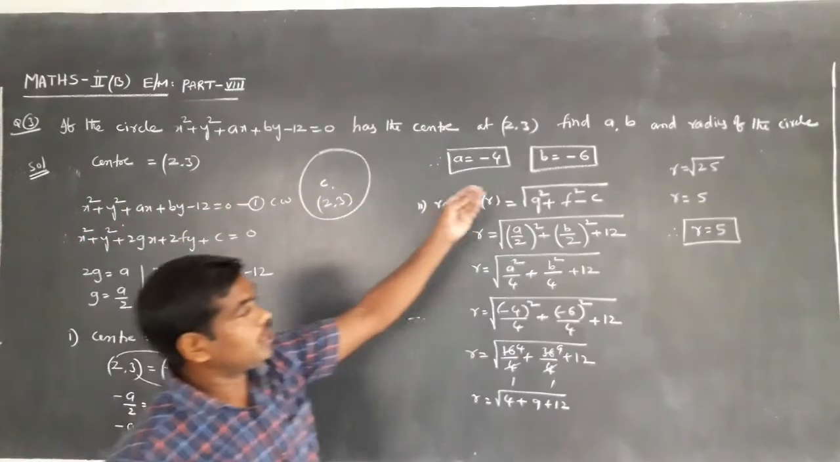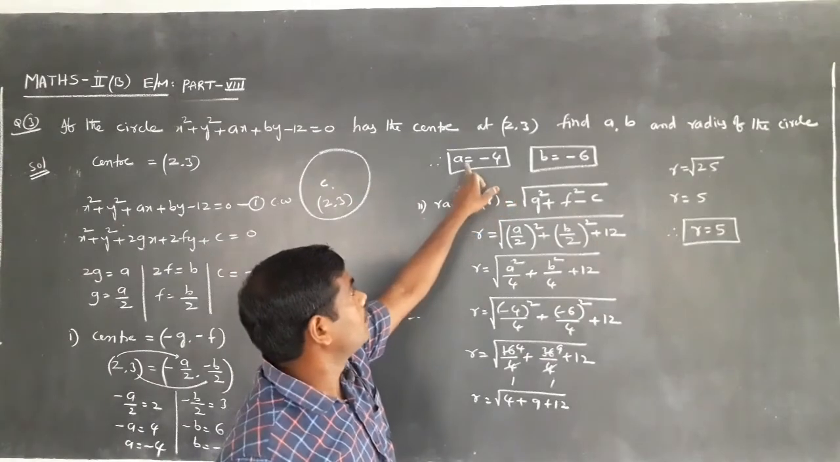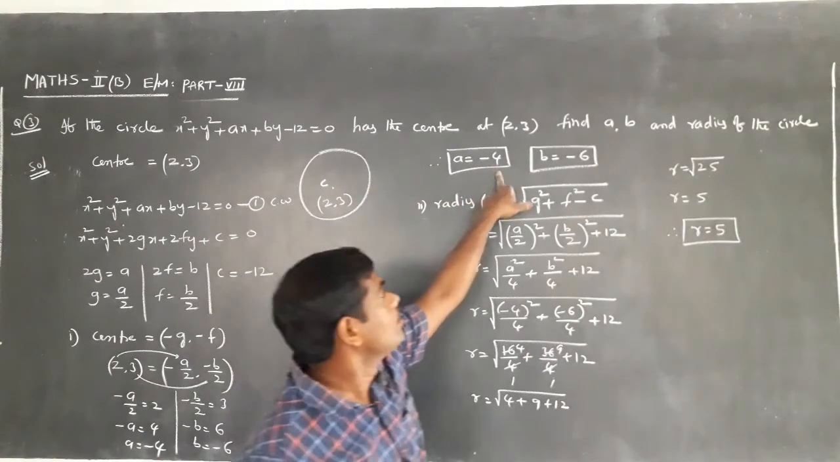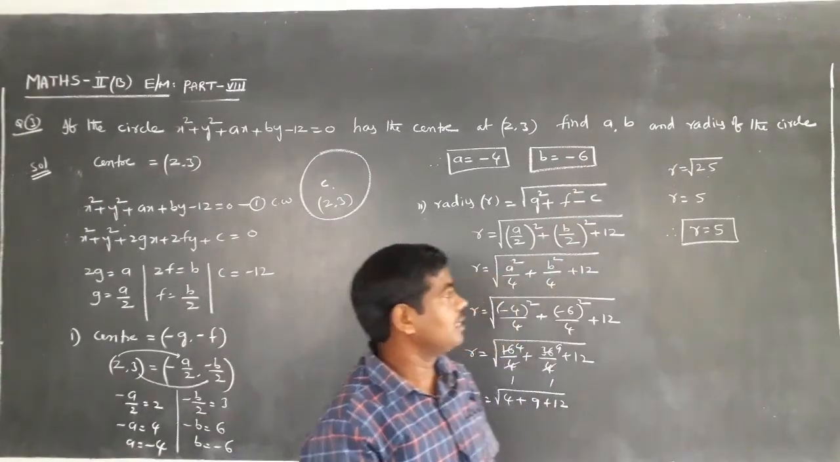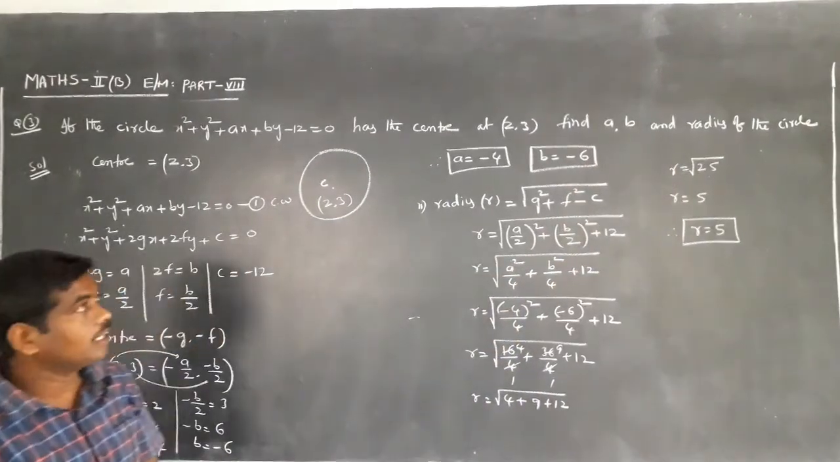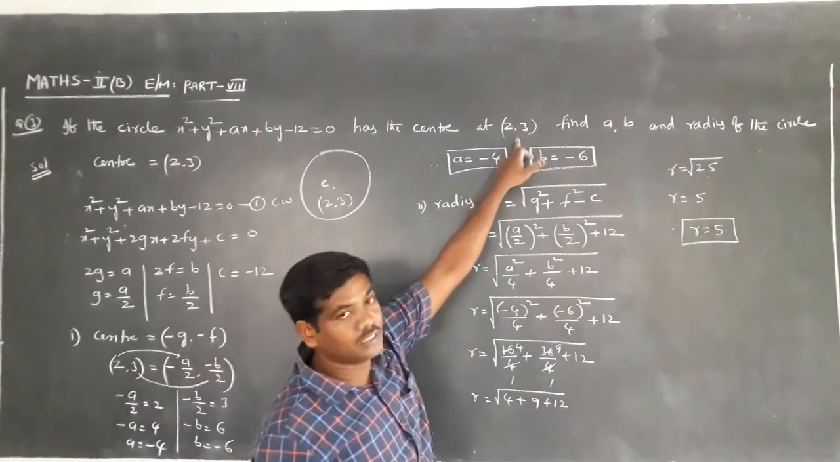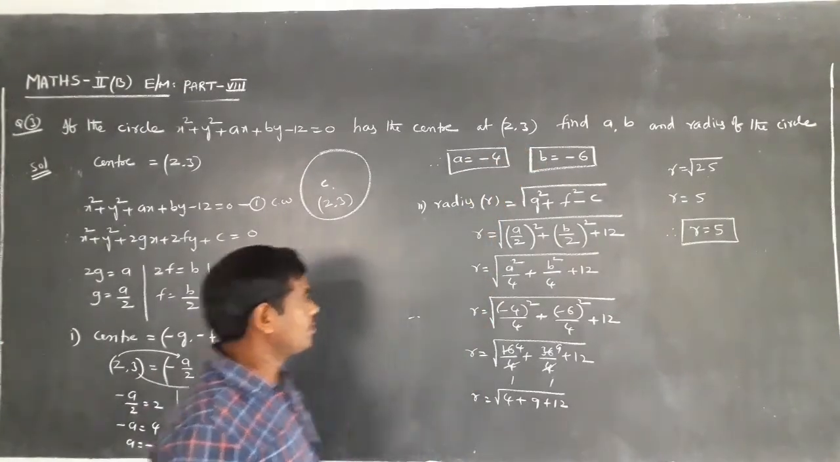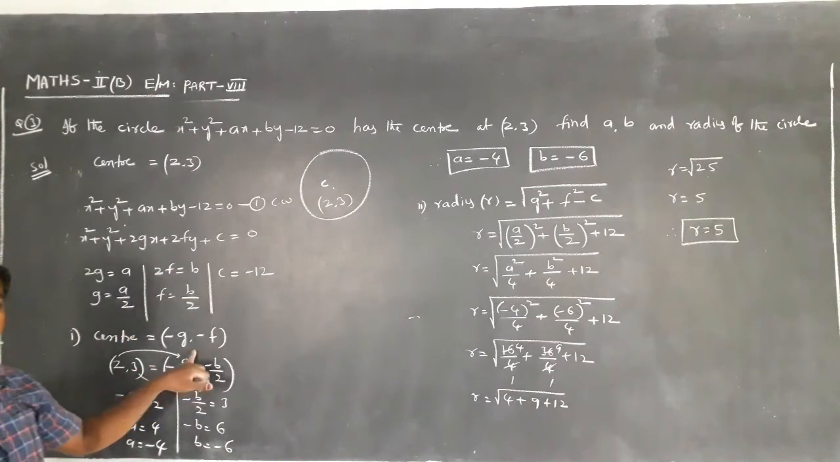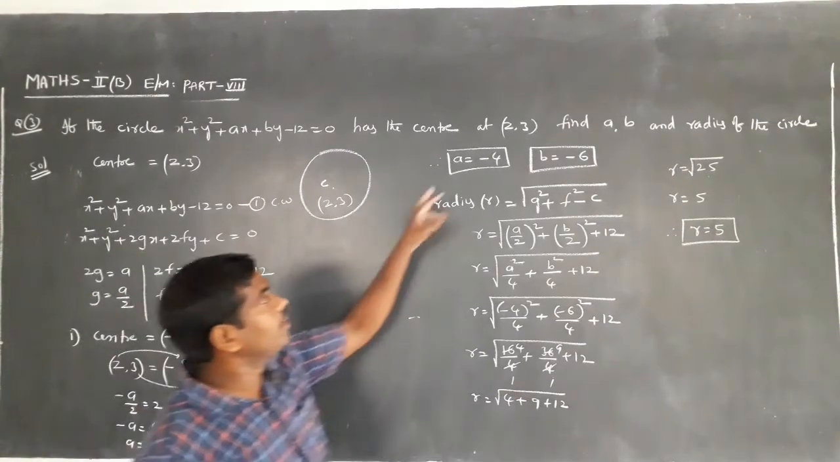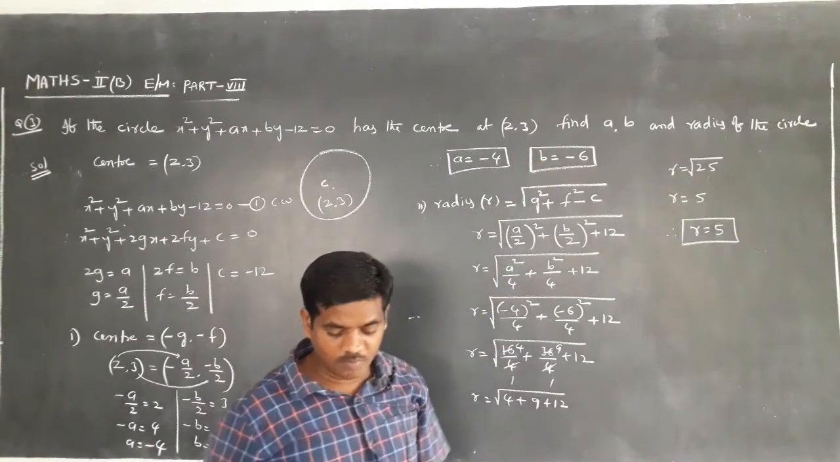Here the small a is equal to minus 4, small b is equal to minus 6, and the radius of the circle is equal to 5. Here it is given the center, so first we find the center of the circle and equate the center.